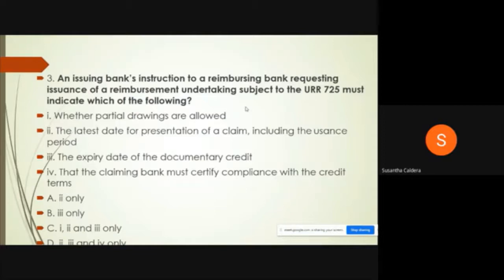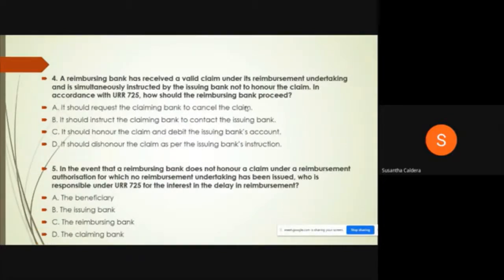First, check whether the partial drawings are allowed. Pick it down. The latest date for presentation of a claim, including the usance period, yes, we have to put the expiry date of the document claim. No. We are not responsible for claim one. Then the claiming bank must certify compliance with the credit terms. No. Then the answer is B, three only, right? Okay.